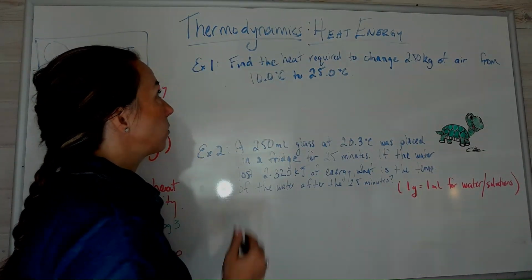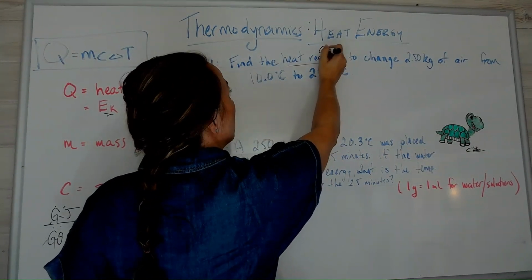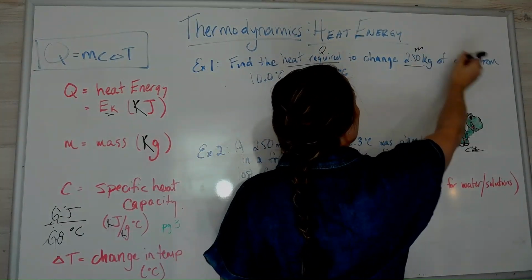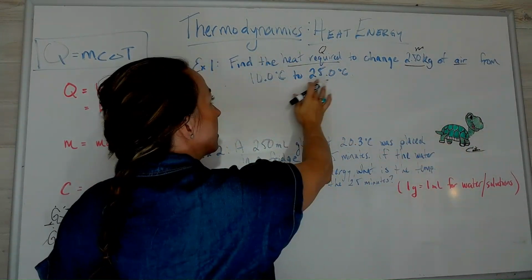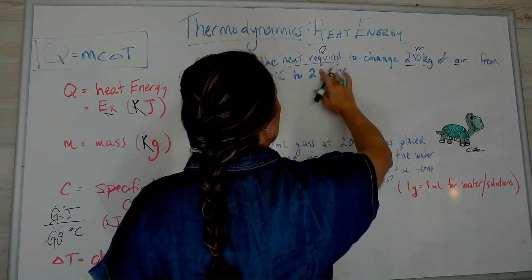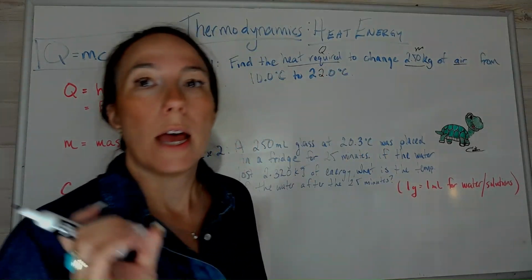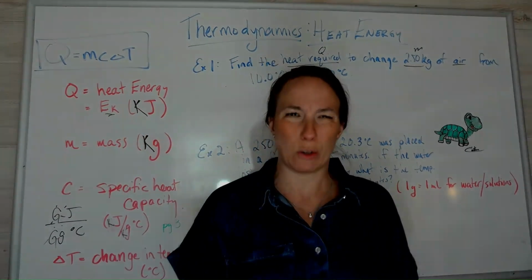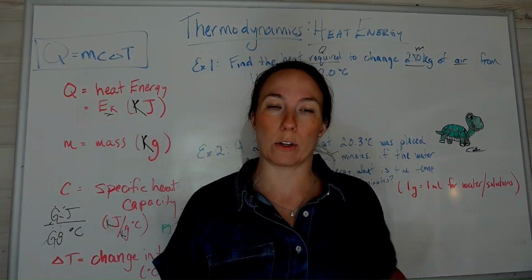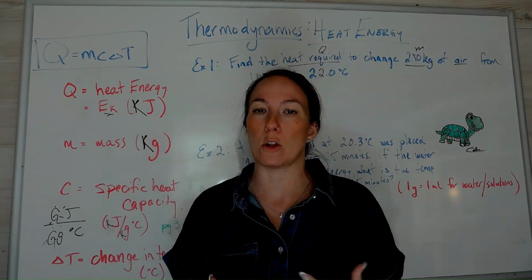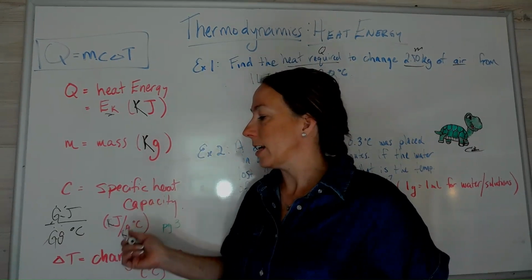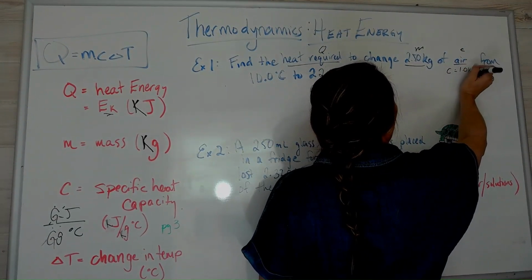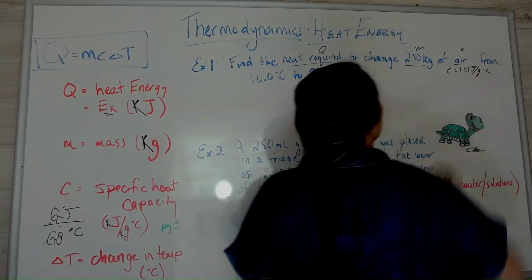Here, this one is quite straightforward. Find the heat energy, so it's looking for Q here, required to change this mass of air from 10 degrees Celsius to 20, well, that should say 22 degrees Celsius. Okay, so if you are looking in your data booklet on page 3, and please don't just Google the specific heat capacity, actually use your data booklet so you become familiar and comfortable with where to find these. So the specific heat capacity of air, the C of air, is equal to 1.01 joules per gram degrees Celsius.